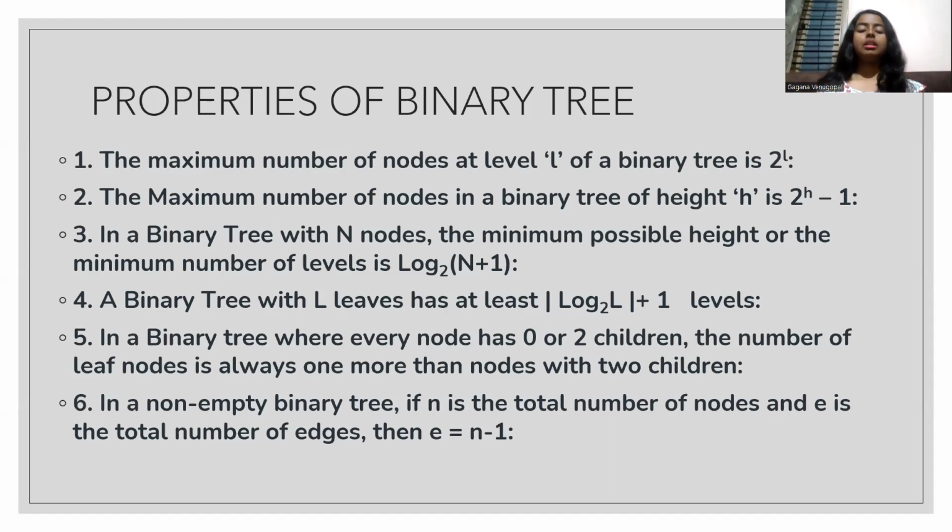Properties of binary tree. The maximum number of nodes at level L of a binary tree is 2^L. The maximum number of nodes in a binary tree of height h is 2^h minus 1. In a binary tree with n nodes, the minimum possible height, or the minimum number of levels, is log2(n+1). A binary tree with L leaves has at least log2(L) plus 1 levels. In a binary tree where each node has 0 or 2 children, the number of leaf nodes is always one more than the number of nodes with two children. In a non-empty binary tree, if n is the total number of nodes and e is the total number of edges, then e is equal to n minus 1.